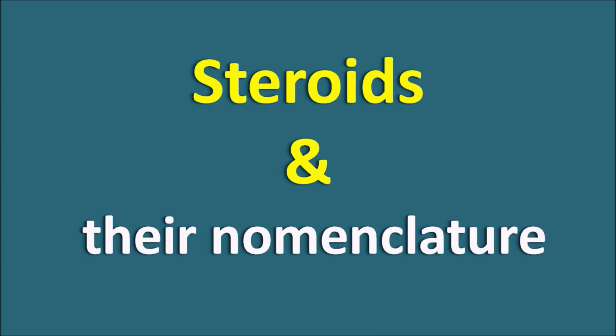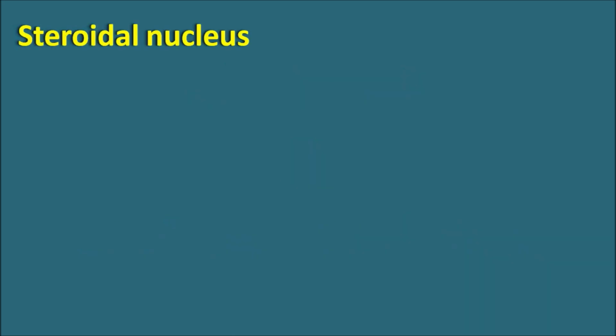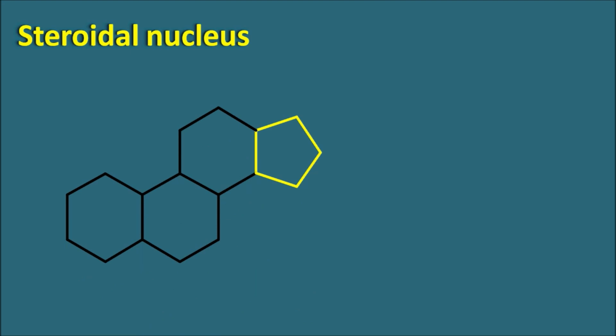Hi everyone. Today in this video we are going to discuss the steroids and their nomenclature. The steroidal nucleus has a basic structure like this, and you can observe that 3 rings of the 6-member ring system are attached to a 5-member ring system.